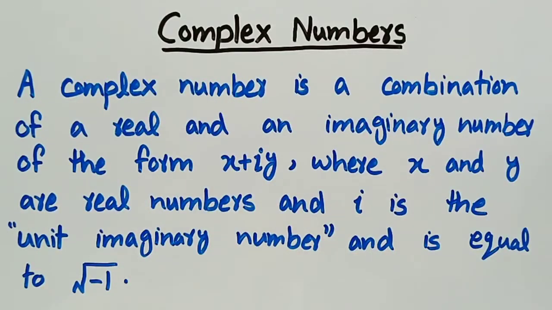In this lecture, we will discuss what complex numbers are. A complex number is a combination of a real and an imaginary number of the form x plus iota y, where x and y are real numbers and iota is the unit imaginary number, and the value of iota is equal to square root of minus 1.